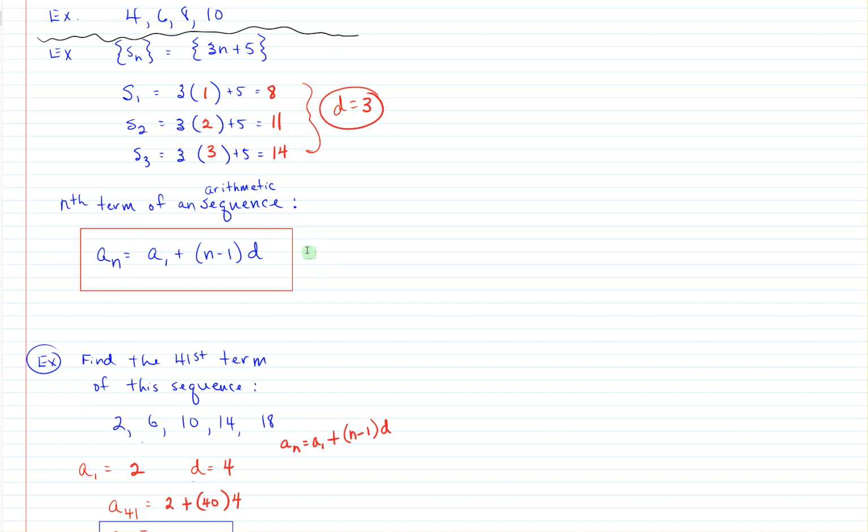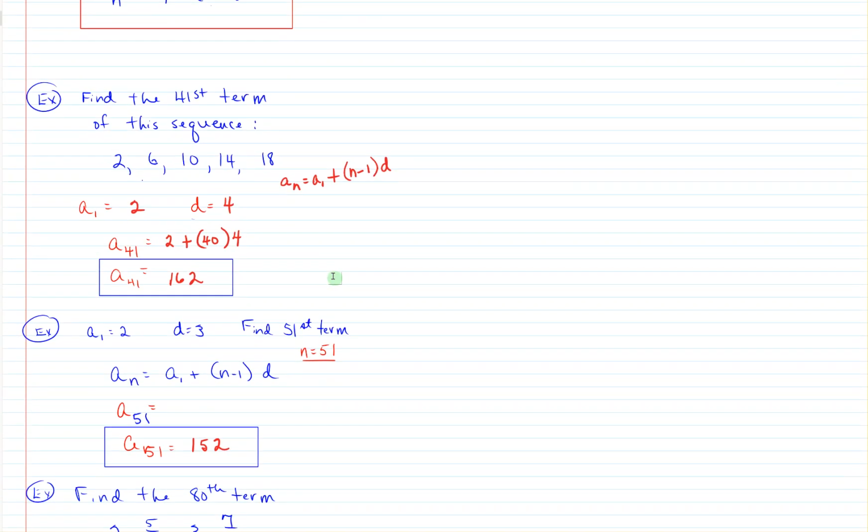So, an example of a question that you would have to do. Find the 41st term of this sequence. You don't want to have to figure out all of them. You just want the 41st. So here's what we've got: 2, 6, 10, 14, 18. The first one is 2, that's a sub 1. For the common difference, we can subtract these and see that the common difference is 4.